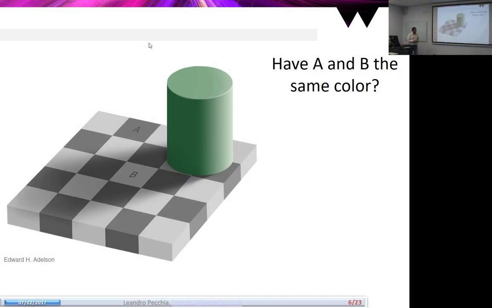For instance, do you know this image? Have you seen this before? For those of you who have not, do you think that the A and the B square are colored in a different manner, or is it the same color? How many of you think it is different? The color of the A square and the B square. Who thinks it's different?